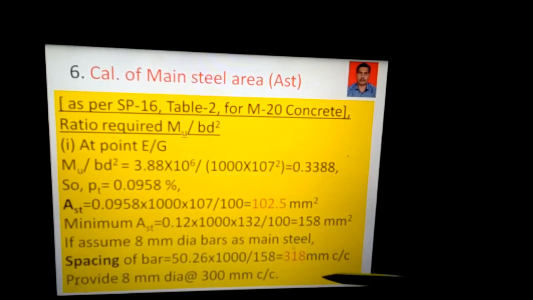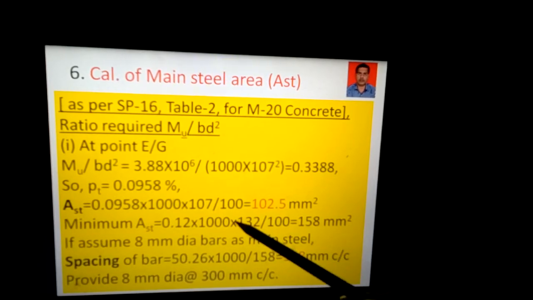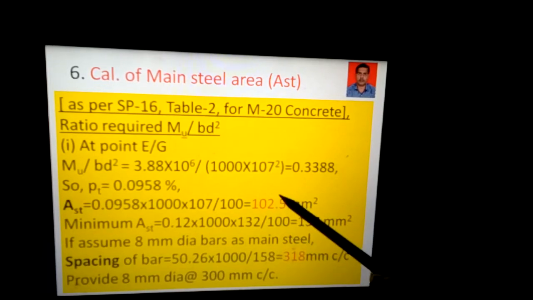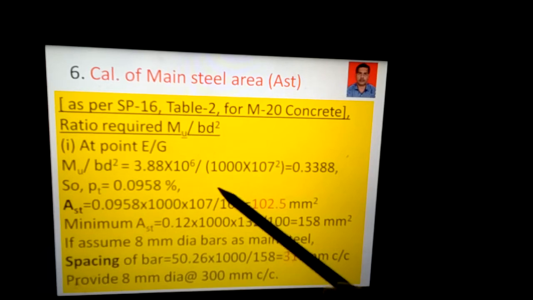The minimum steel is still required in any direction in a slab. For Fe 415 it still gives 0.12%. So this minimum steel required is 158 millimeter square. Now the calculated value is 102.5, so we have to provide the minimum area of steel as per the IS code. If you assume 8 millimeter diameter bars as main steel, the spacing between the bars would be 318 millimeter center to center. But as per IS code, this cannot be more than 300 millimeter. So we would provide 8 mm diameter bars at 300 mm center to center as main steel for the points E and G.